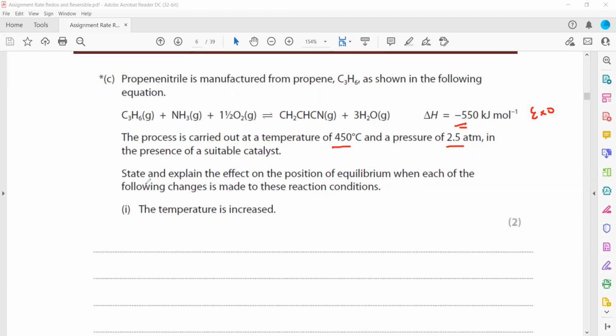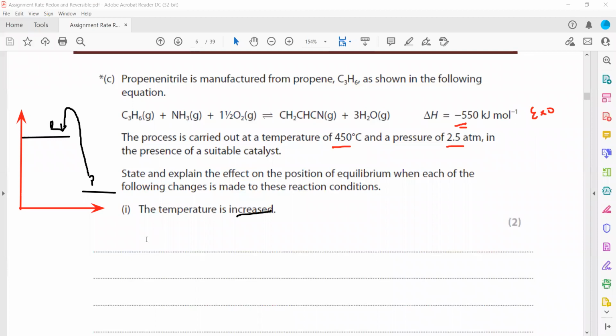In the presence of suitable catalyst, state and explain effect on the position of equilibrium when each of the following changes is made to the reaction condition. The temperature is increased. So we have to state and explain effect on position of equilibrium because the forward reaction is exothermic, and for exothermic reaction, if we increase temperature, as we know the reactants have high energy and the product is having low energy. So when we increase the temperature, means more energy is supplied, so reactant absorb energy and they will form a product. So what will be the effect of increasing temperature?